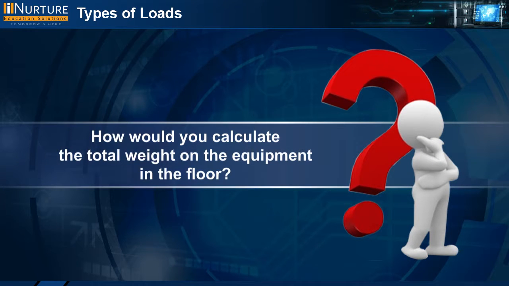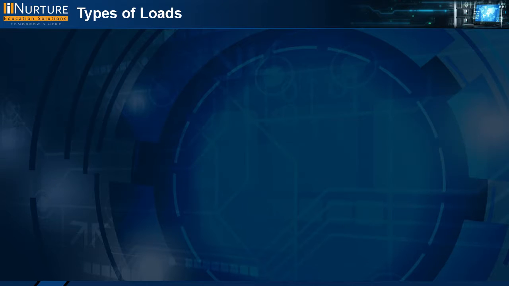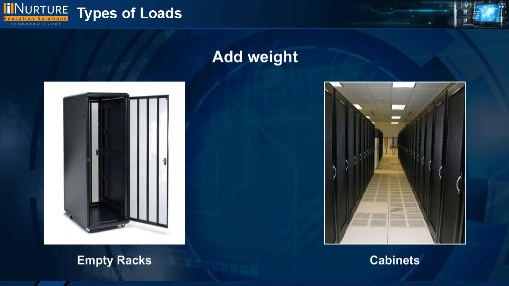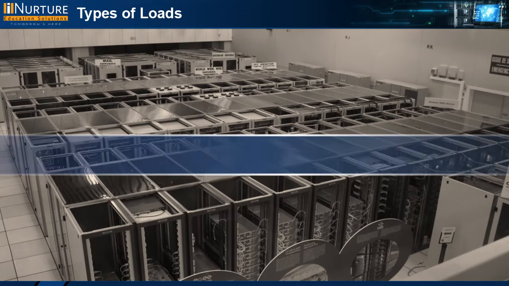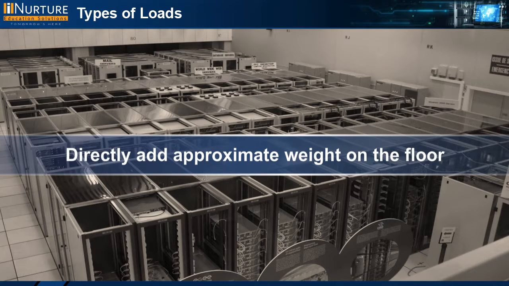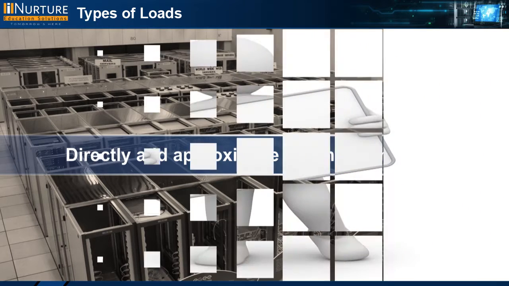How would you calculate the total weight on the equipment in the floor? First, add the weight of all the empty racks and cabinets. To this, add the approximate weight of all the devices that would be placed within the racks and cabinets. Lastly, add the approximate weight of all the equipment that would be placed directly on the floor.